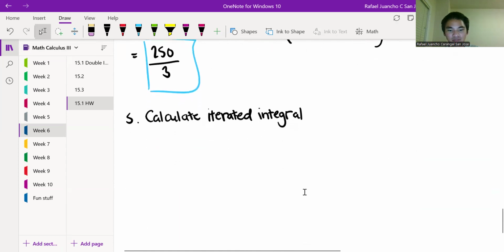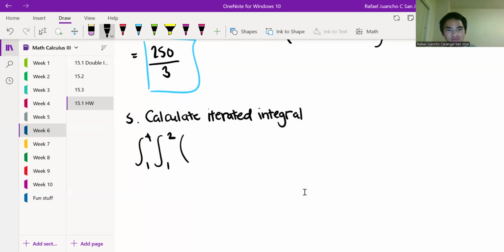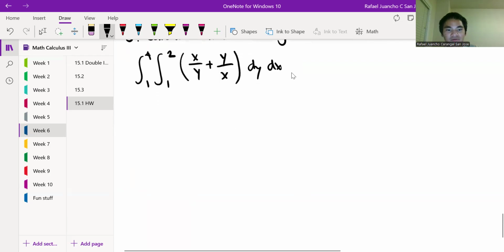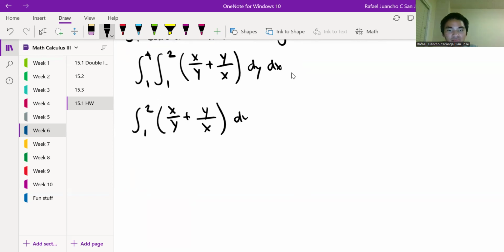Okay, so here let's do it again. 1 to 4, 1 to 2. And then this is our function of 2 variables, x over y over x, plus y over x. And we do dy dx. Let's first go through the inner integral, dy. What I like to do here is I like to separate these things.